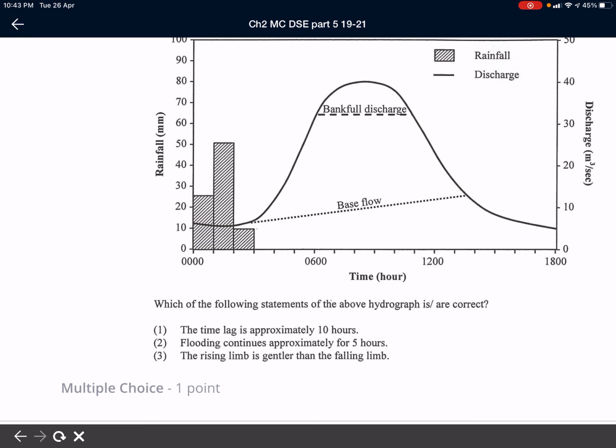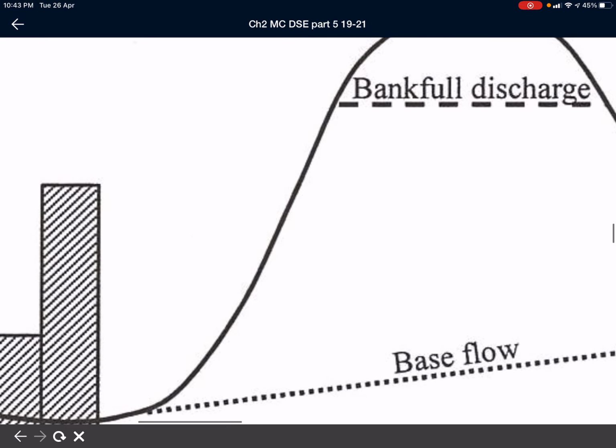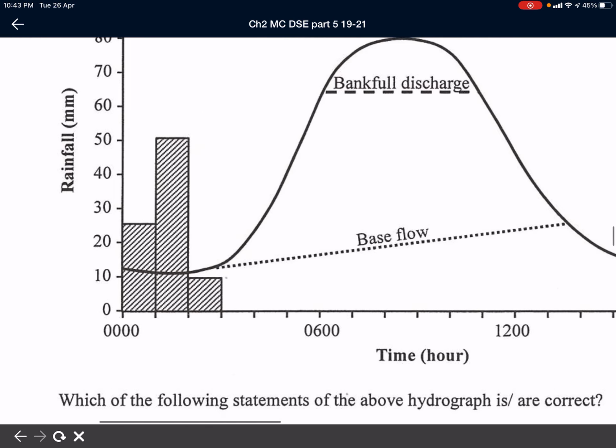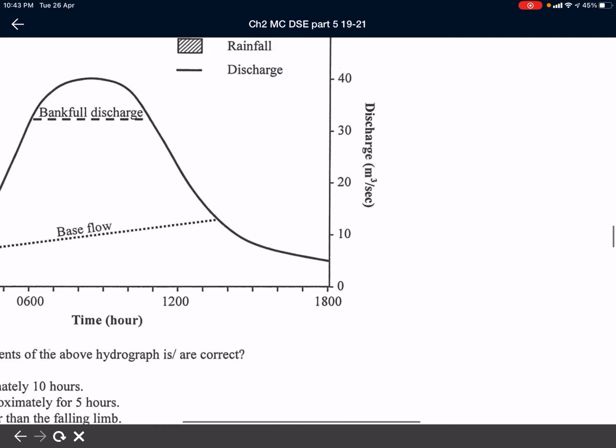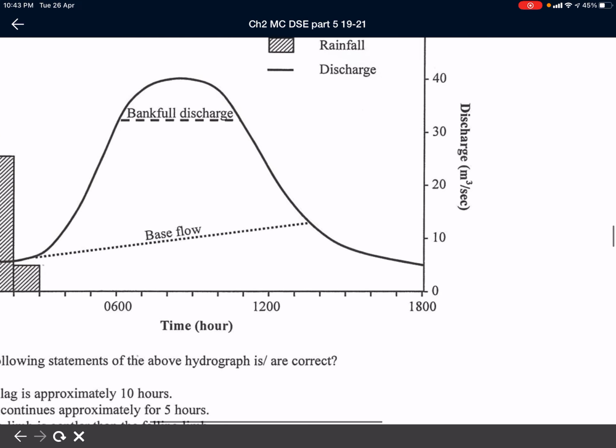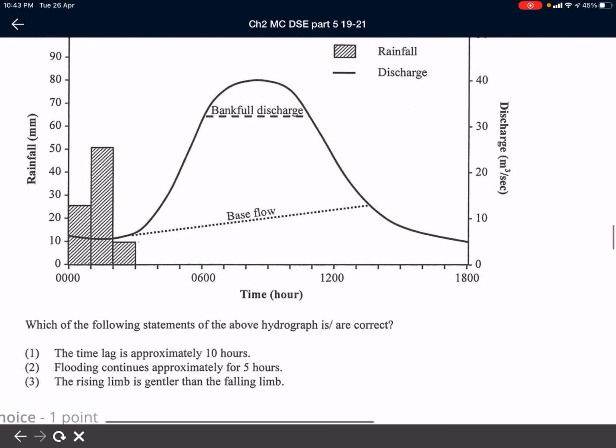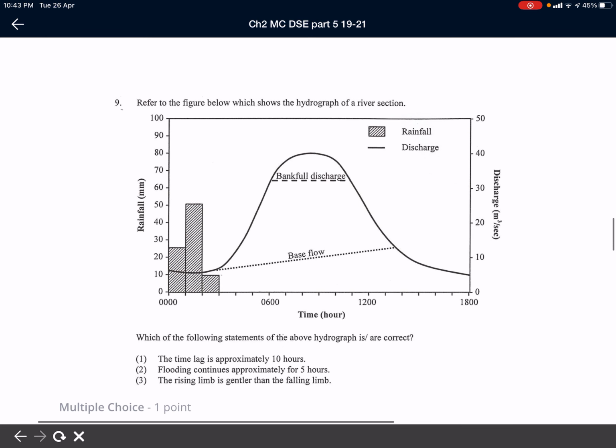The rising limb is talking about here, the slope of rising. How about the falling limb right here? Can you recognize that the rising limb is not gentler than the falling limb? Isn't it? So number 3 is also not correct. So the answer should be B.